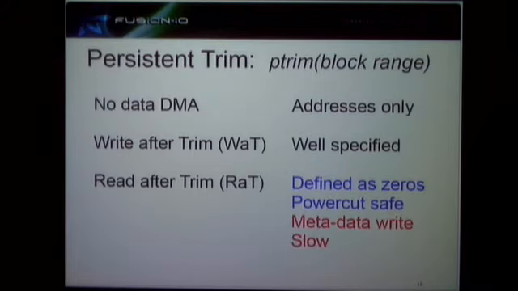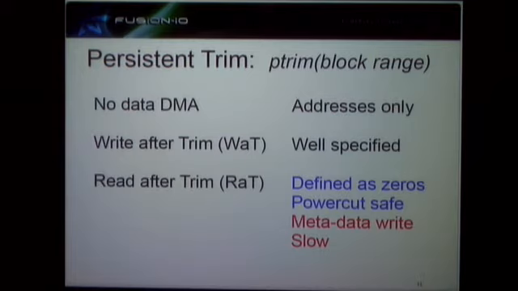So in this talk, we're proposing something that we call persistent trim. Persistent trim has fairly similar semantics to the normal trim operation in that we have no data DMA required, addresses only, and the write after trim, there's no change. It's well specified. We're now defining the read after trim, however, as being non-reorderable and immediately executed. So this means that anytime you issue a read directly after your trim, you're going to get zeros back. You can think of this essentially as the read after trim being a reallocation to the corresponding free.